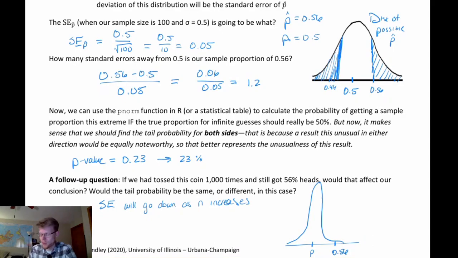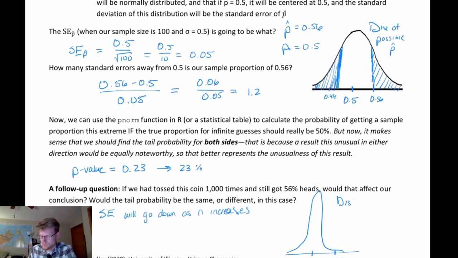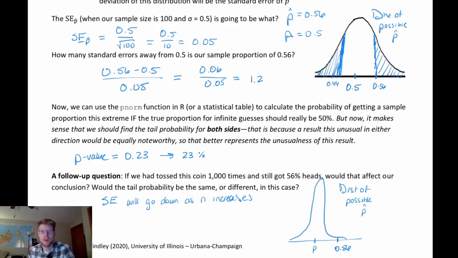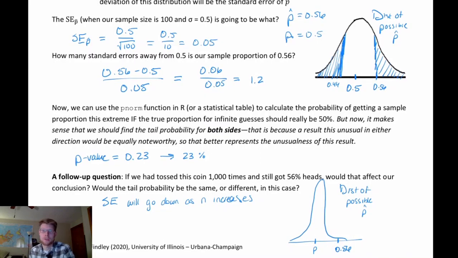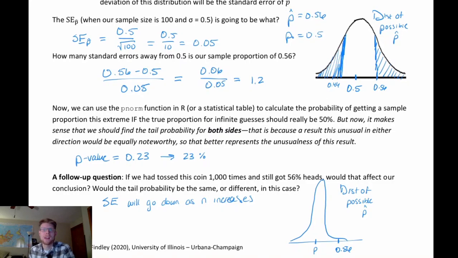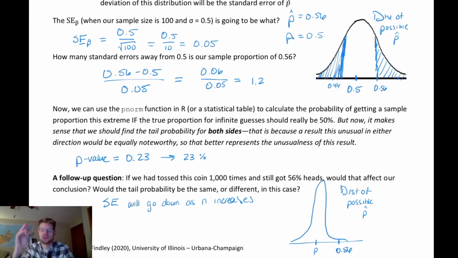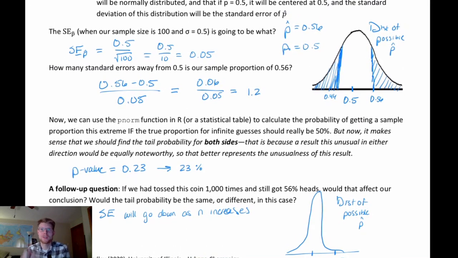So my distribution of possible p-hats will still be centered around 0.5, but it's going to be a lot narrower and a lot more focused. Just as we've talked about with sampling distributions before, it's going to converge around the true parameter when our sample size increases. We're less likely to see sample statistics that are way over here. We're more likely to see sample statistics converging around the true parameter since we have large sample sizes. They should each be relatively good estimates of the parameter.